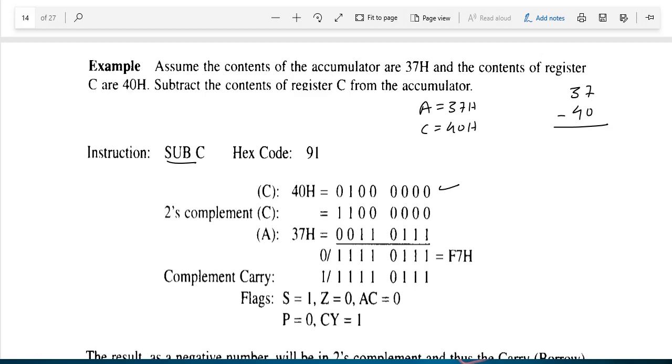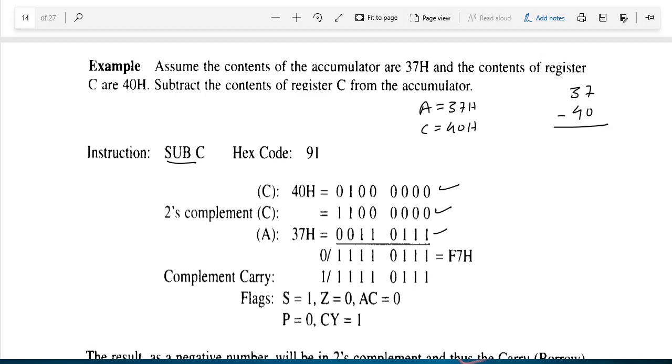Now this data 1 1 0 0 0 0 0 0 will be added with the 37H. So now the problem of subtraction is converted to an addition problem. Inside, first of all, the number to be subtracted will be converted to 2's complement, and this 2's complement will be added with the corresponding number. So this number and this number will now be added.